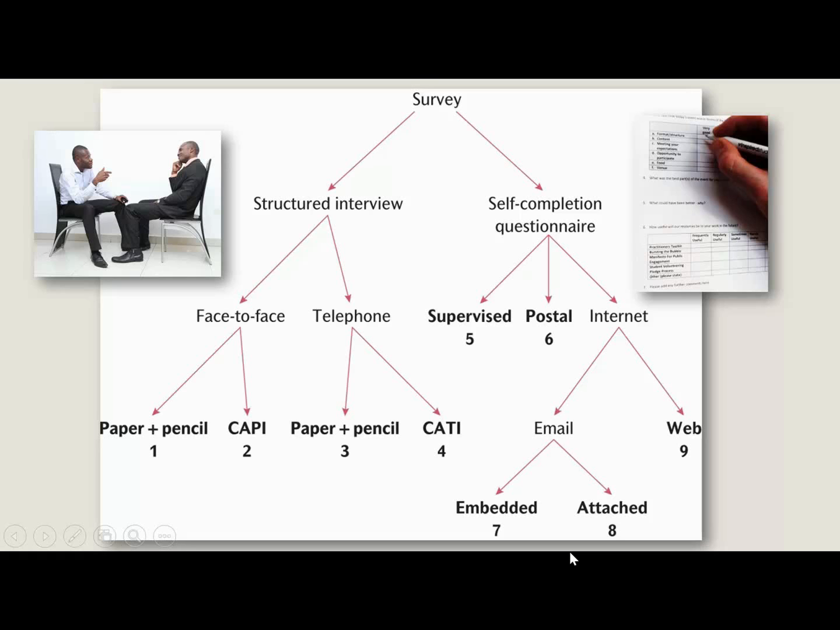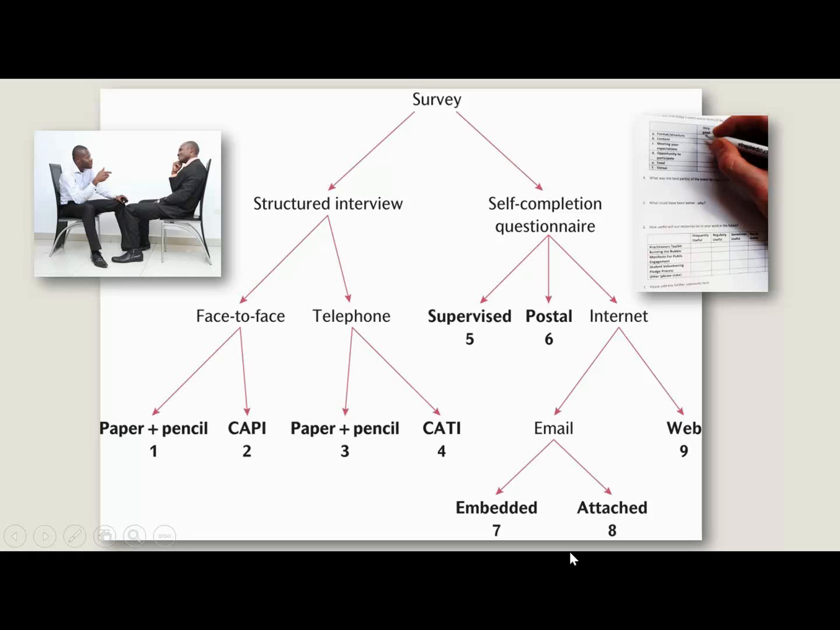Because it's basically where you say, okay, here's the form, but I'll sit here, and in case you have any questions, you can ask me. Or I drop it off and I come and pick it up again, which is a form of supervised self-completion. Because as I pick it up, I say, did you have any problems with section X, Y, or Z?